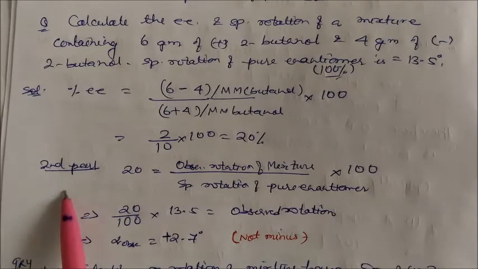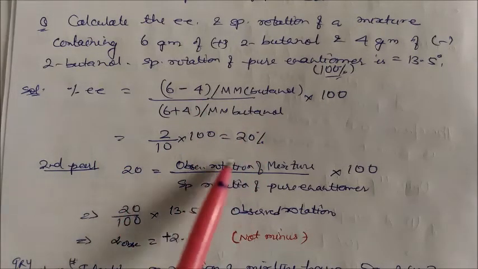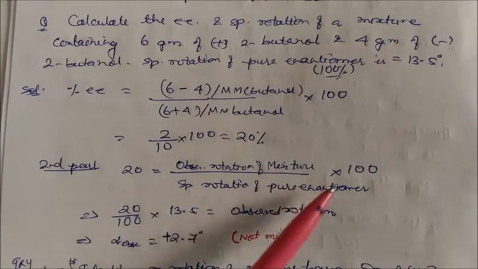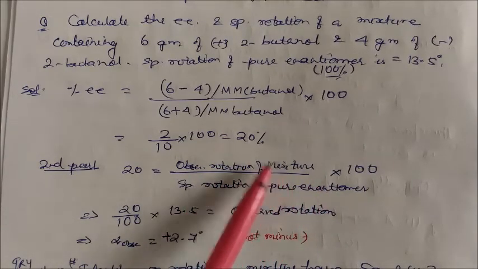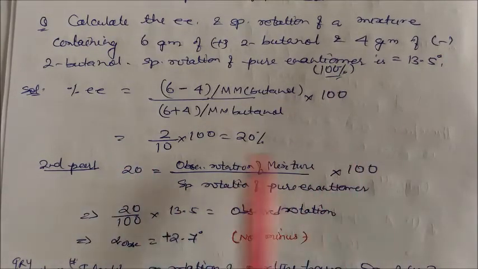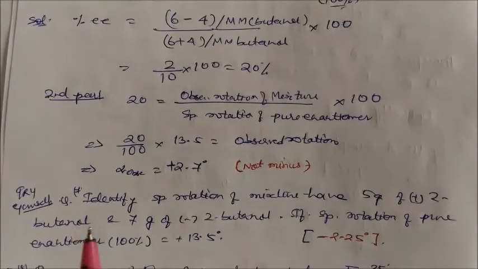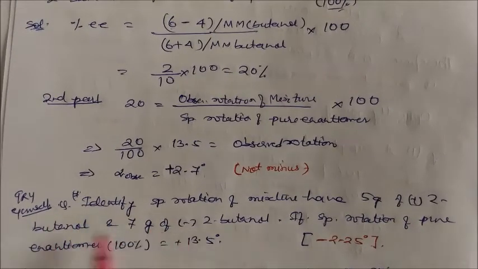Now the second part: given 20%, the observed rotation of the pure mixture divided by the specific rotation of the pure mixture. The observed rotation is what we have to find out, and the specific rotation is given as 13.5. If you multiply the whole thing by this divided by 100, you will get an observed rotation of plus 2.7 degrees, not minus. Minus is not possible because the resultant is plus. So we will get only plus 2.7 degrees. This question you can try.